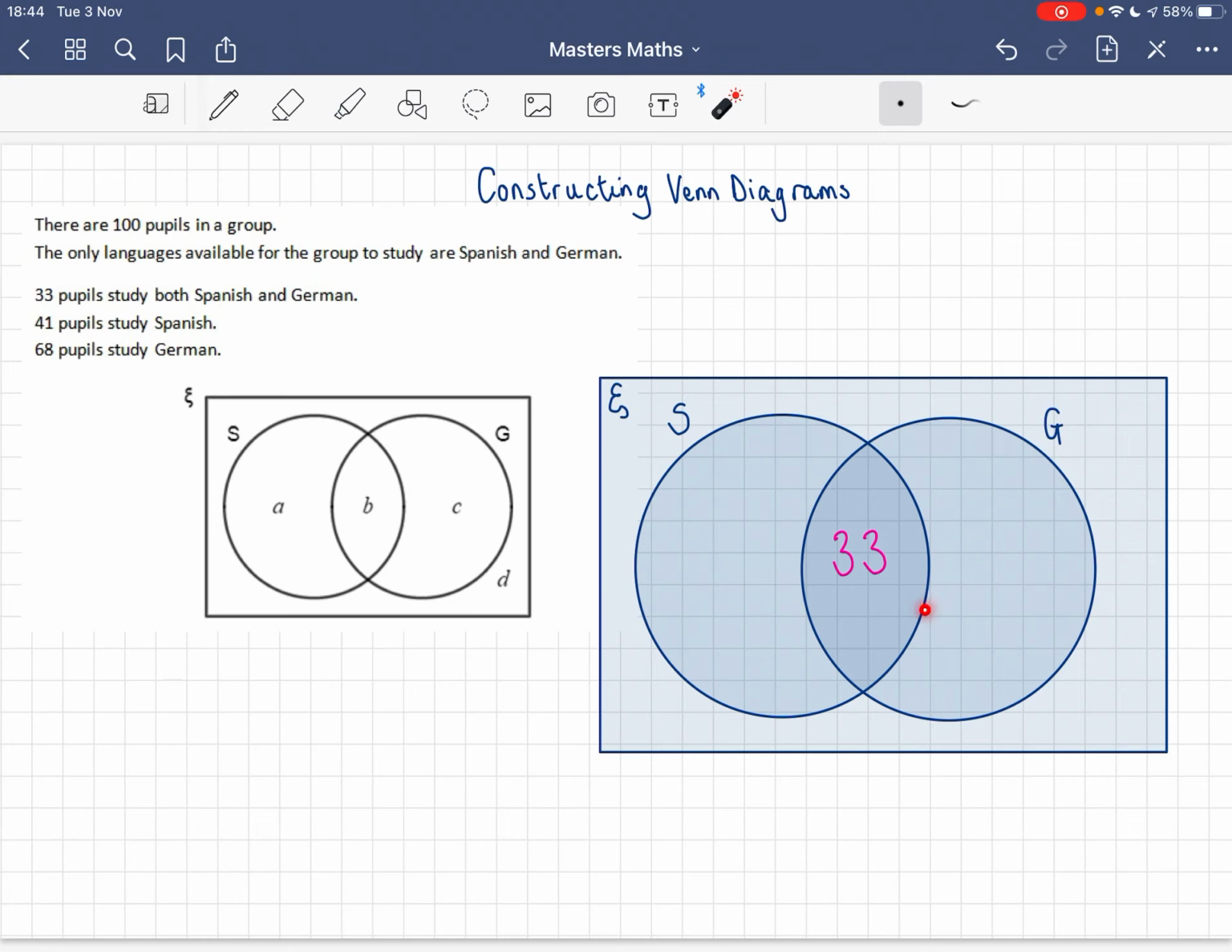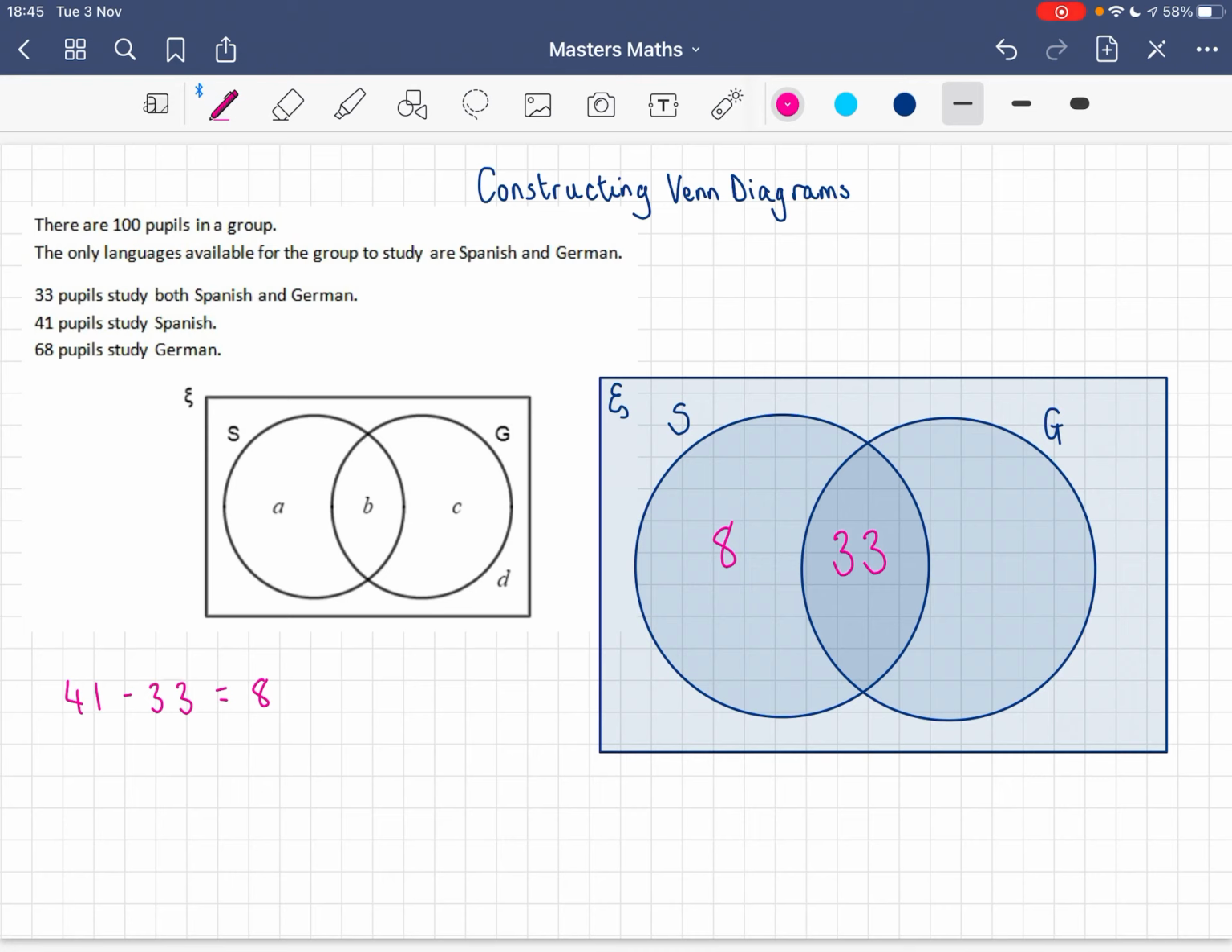That means this whole Spanish circle has to have 41 students in it all together. But we can see that the circle already has 33 there. So we need to take into account that we have already accounted for 33 of those 41 students who study Spanish. So to work out what is left to go in the Spanish circle, we need to do 41 take away 33, which would be 8. So there are 8 students who study only Spanish. There are 41 students doing Spanish altogether, but 33 of them also do German. There are only 8 students who just do Spanish.